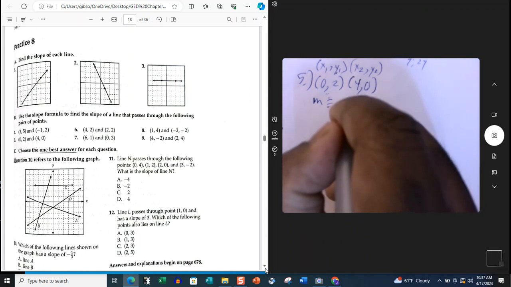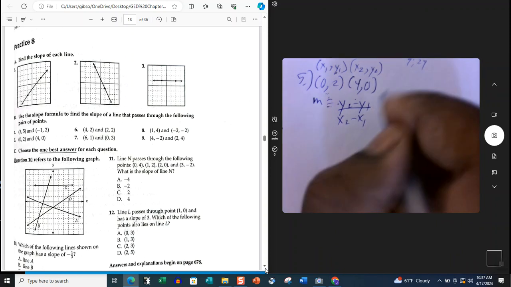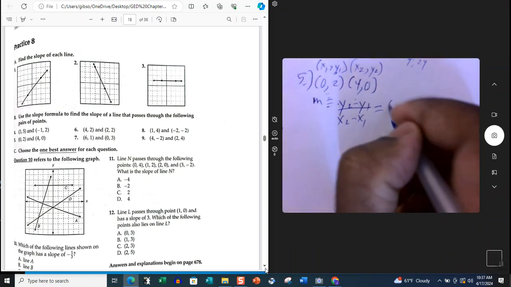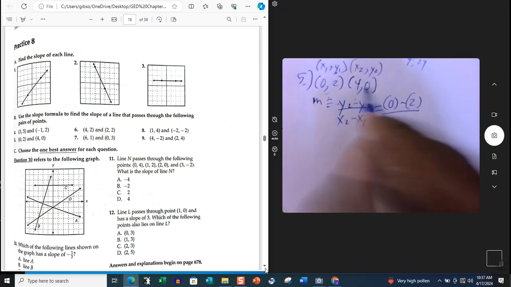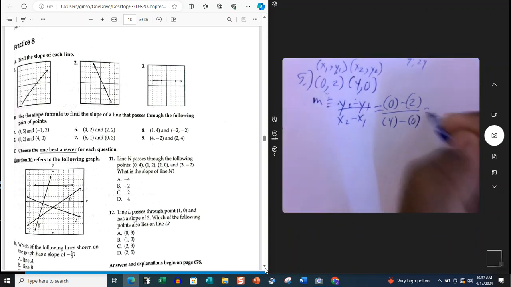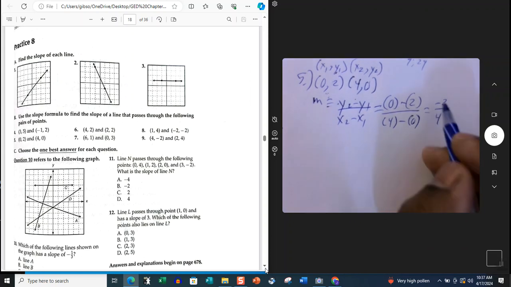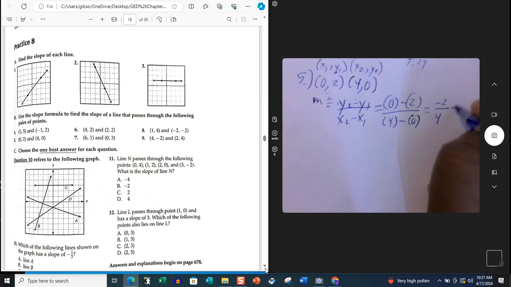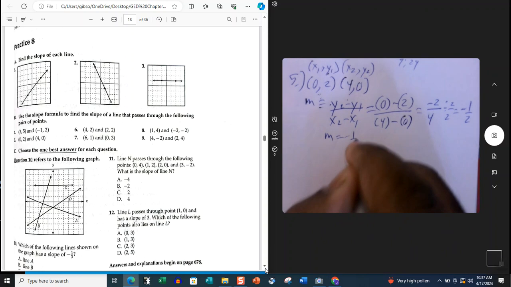So we had the slope is equal to y sub 2 minus y sub 1 over x sub 2 minus x sub 1. Now we substitute. Y sub 2 is 0, and y sub 1 is 2. And then here, x sub 2 is 4, and x sub 1 is 0. 0 minus 2 is negative 2. 4 minus 0 is 4. So we know a negative divided by a positive is going to be negative. But 2 over 4, we could divide both by 2, and that would give us negative 1/2. So our slope is negative 1/2.